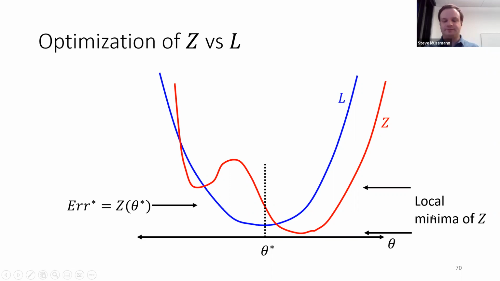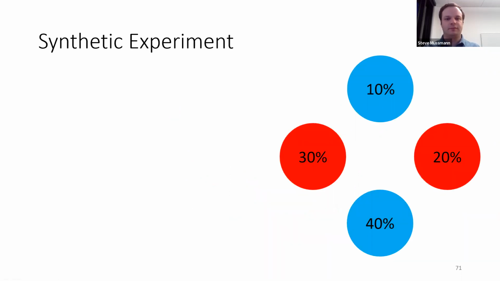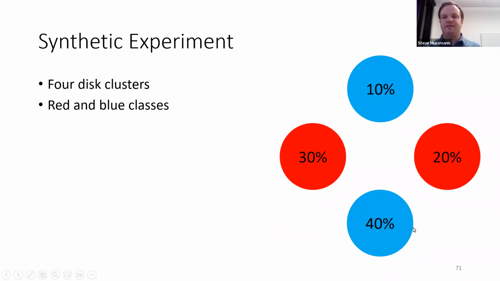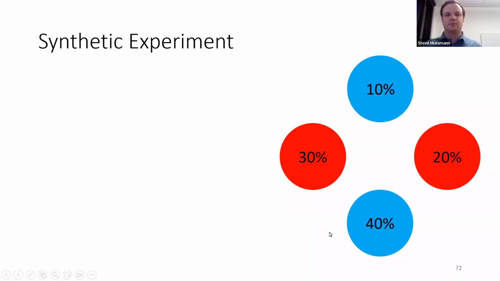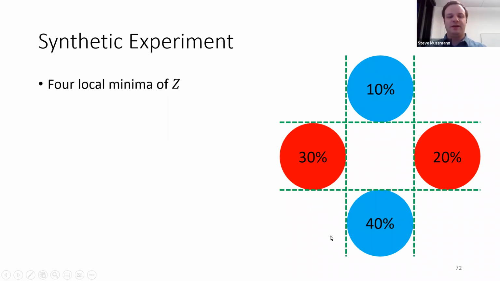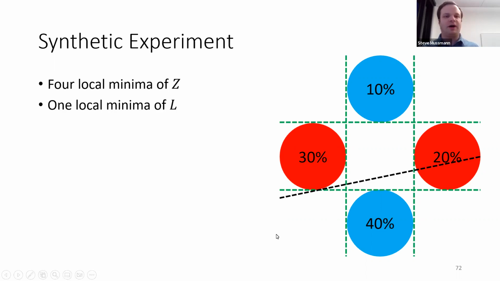So I'd like to show this in a computational experiment. In a synthetic experiment, we have 4 disk clusters with red and blue classes and different mixture coefficients. What this means is that there's a 30% chance that a point has a red class and is drawn from this left cluster, and say a 10% chance of being drawn from this cluster somewhere in this disk cluster with a blue label. So there will be 4 local minima of Z, corresponding to ignoring each of the 4 clusters. And since it's convex, only 1 local minima of L.